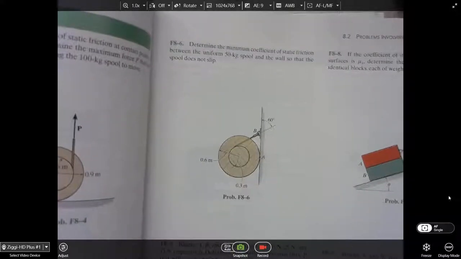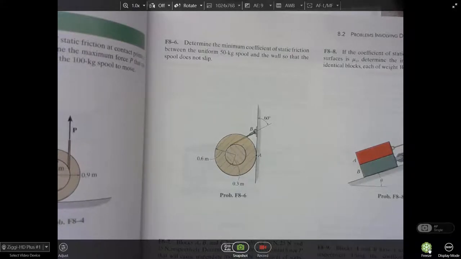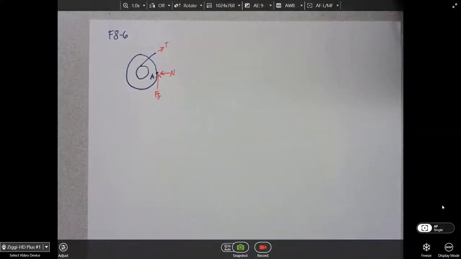Working on friction. Got a request that we look at this one, so I'll freeze this so that you can get it in your notes. Is this the one? All right. So go ahead and draw this and let's see what we can do here. Okay, so I get a free body diagram. It's going to look something like this.